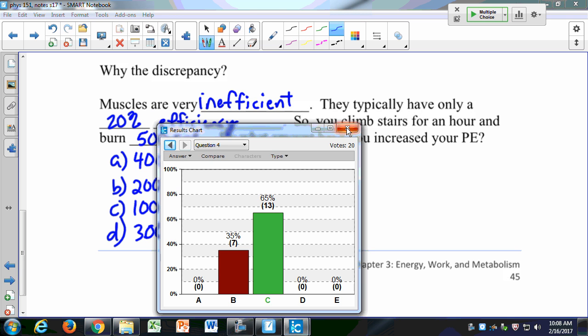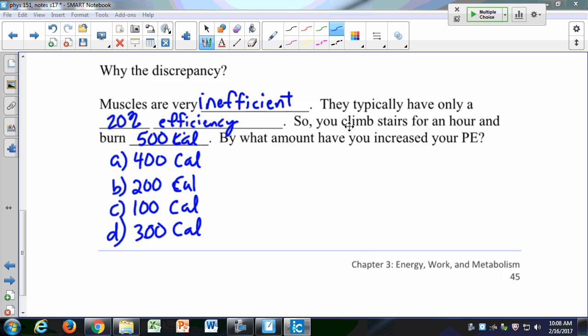Okay, good. C is the right answer. If I'm at 20% efficiency, 20% is like 1/5, right? What is 1/5 of 500? 100. So if I'm 20% efficient, that means only 20% of the total energy I put in comes out as a usable form of energy. So 20% of 500 is equal to 100. Likewise, if I asked how much energy is just lost to heat or whatever, it would be what's left over, which is 400 calories. But you get usable energy at about 20%.